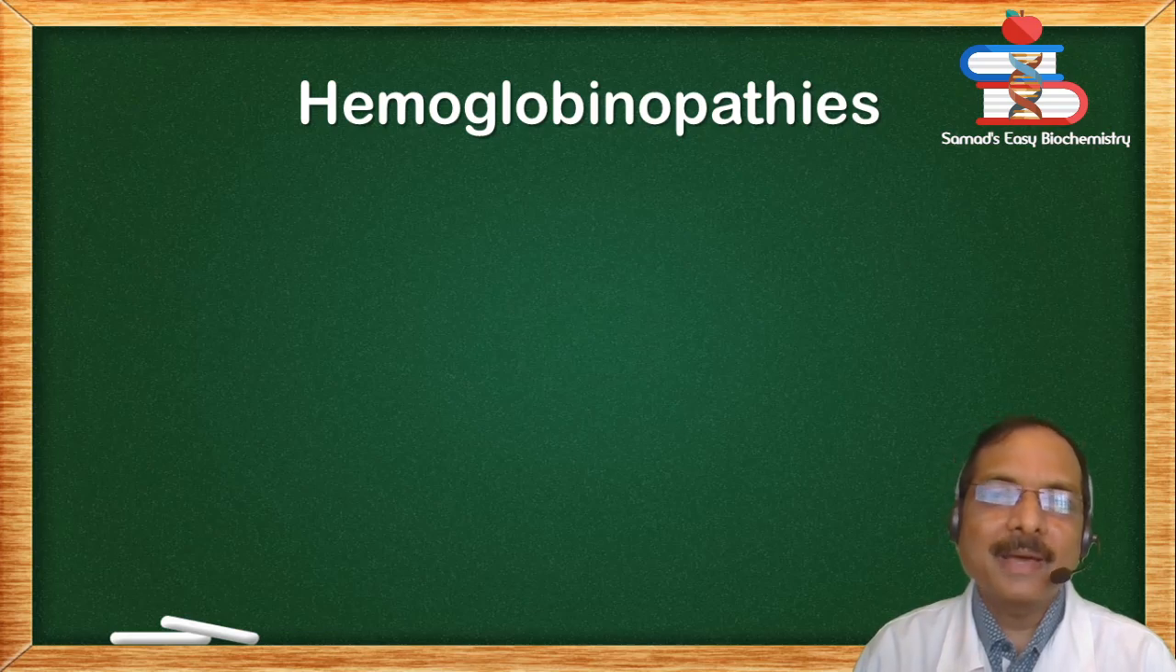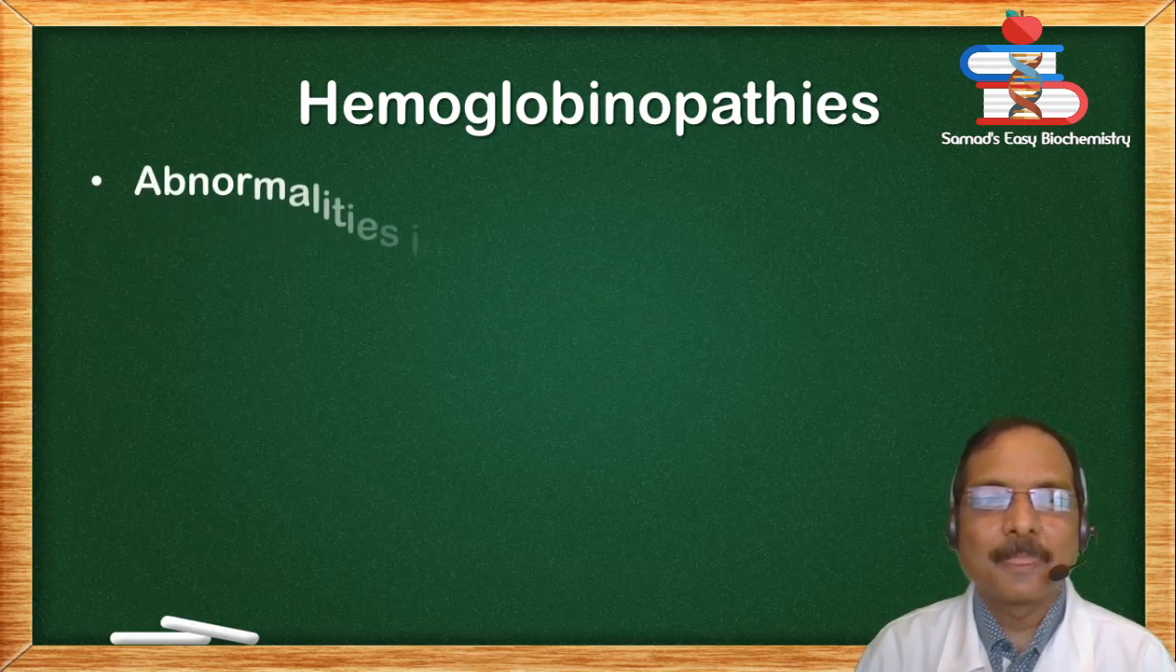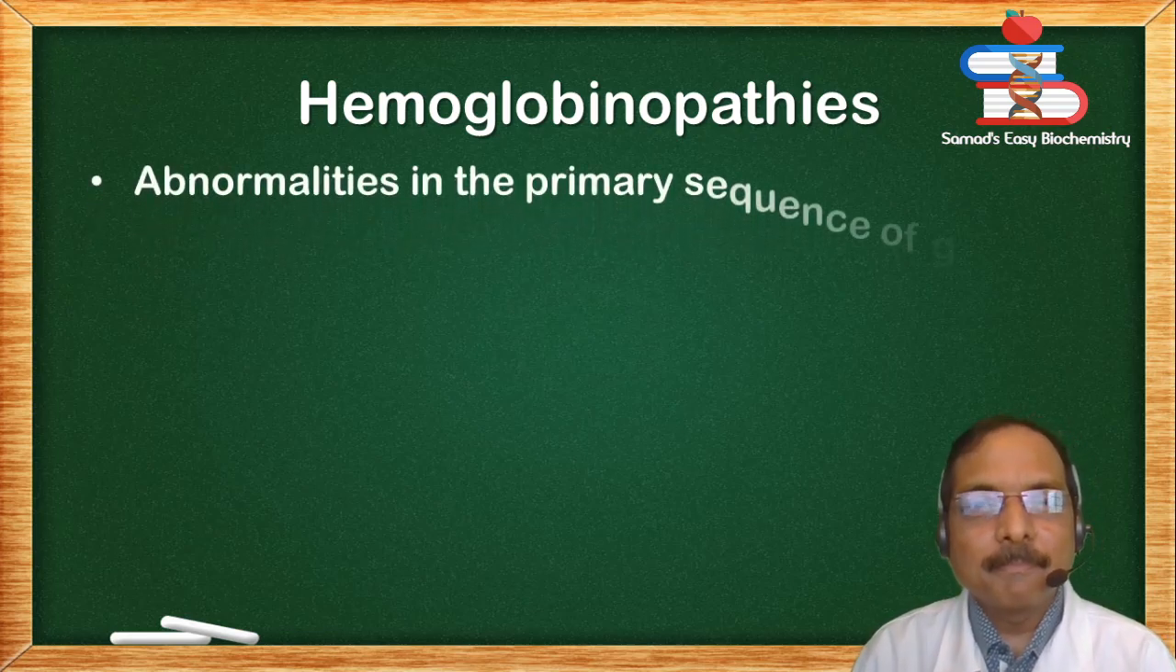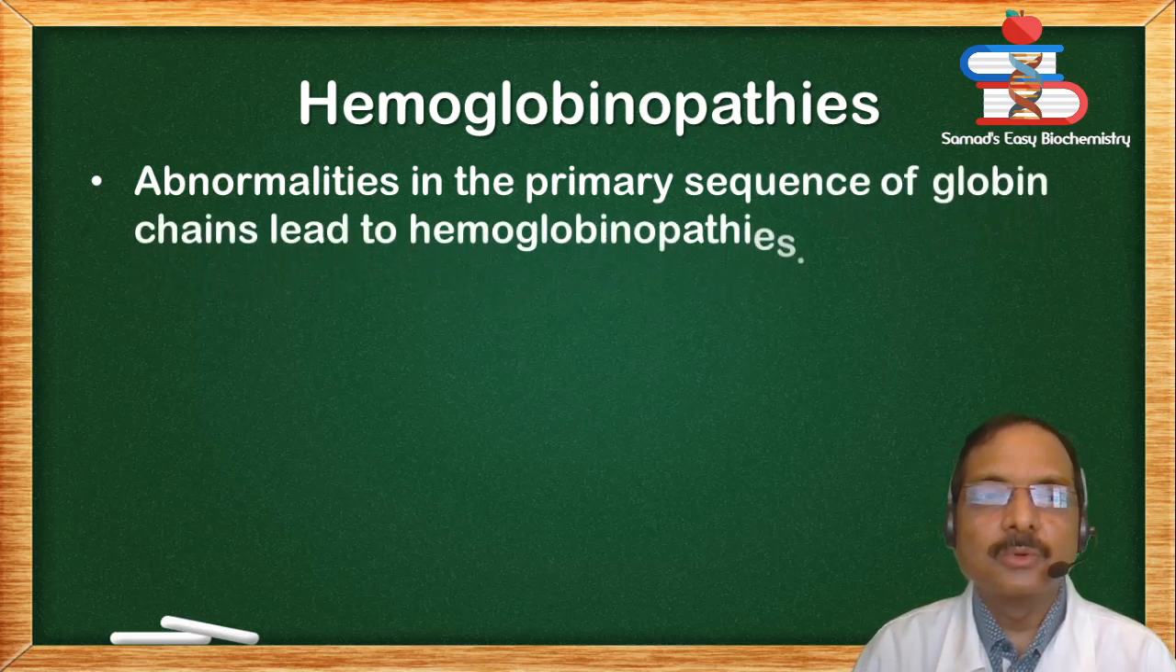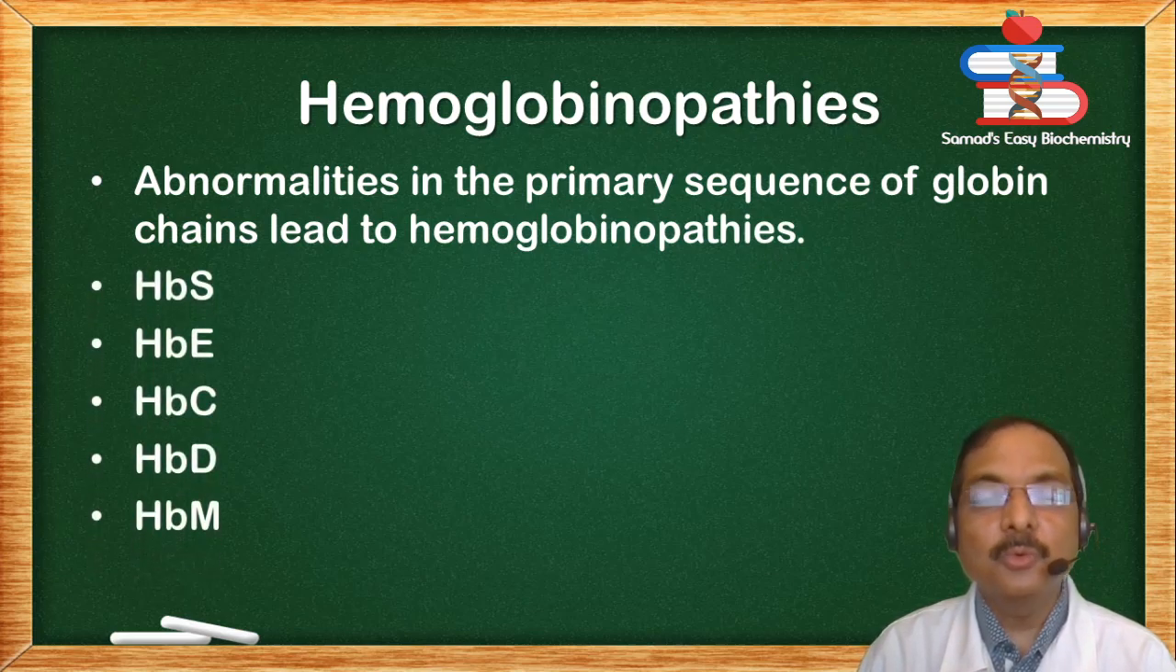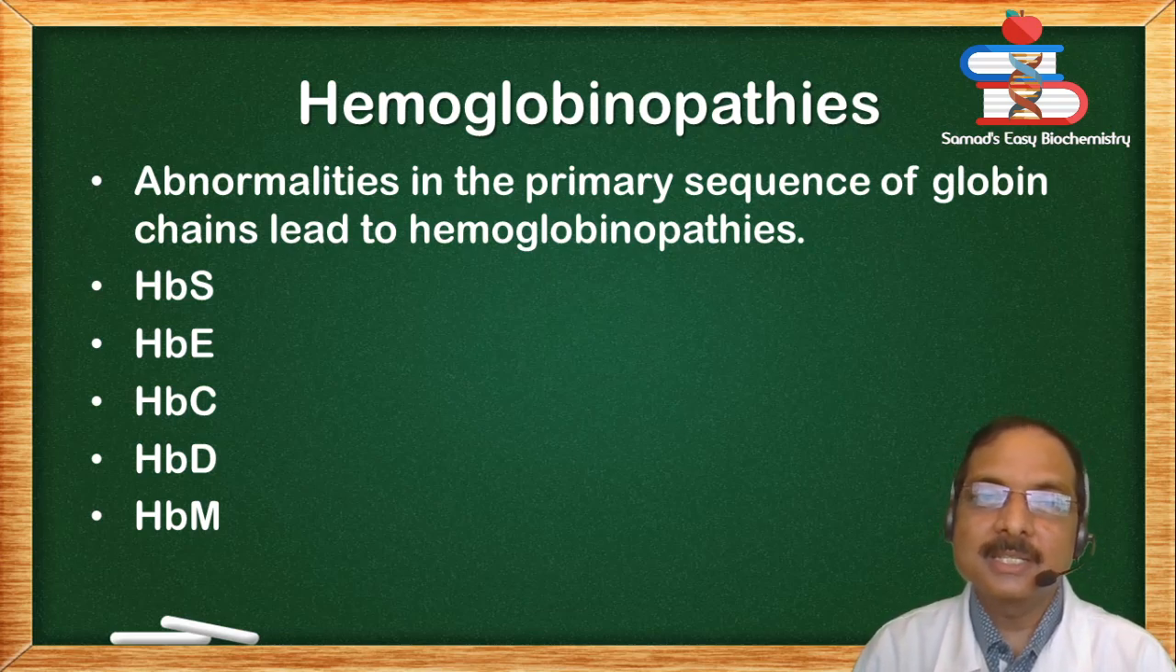Now, hemoglobinopathies. Abnormalities in the primary sequence of globin chains lead to hemoglobinopathies. They include HbS, HbE, HbC, HbD, HbM. Let's see them one by one.